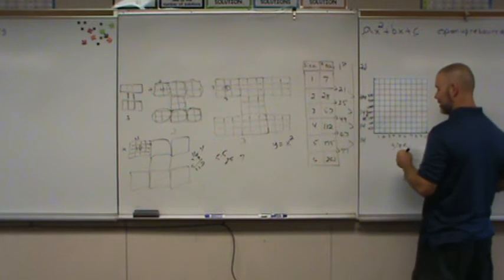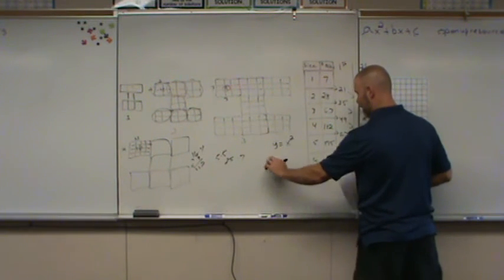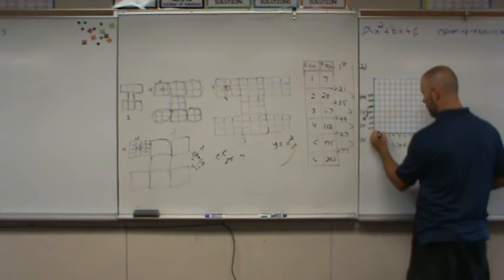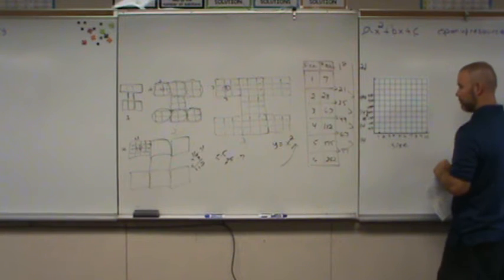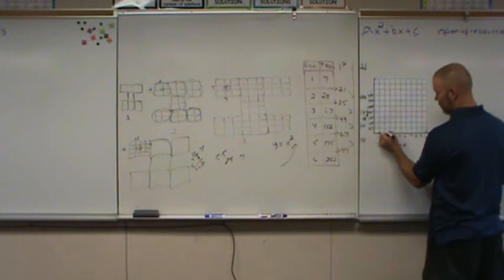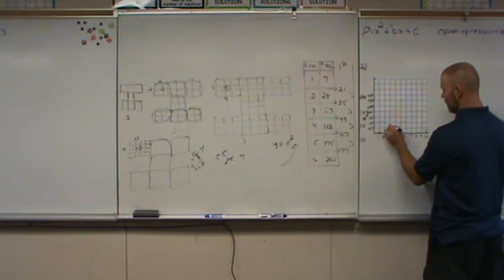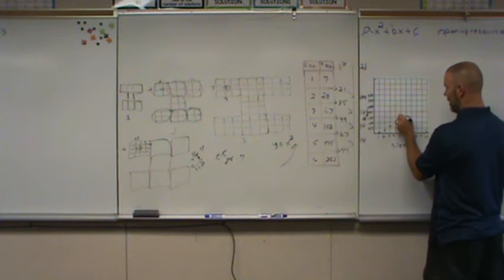So now plot these, keeping in mind y equals x squared. My graph better be curved when I'm done. So 1 is 7. That's going to be really close. 2 is 28. Well, 25 is half of 50, so we'll just go in the middle there. 3 is 63, just above 50. 4 is 112, just above 100. 5 is 175. That's going to be in the middle.